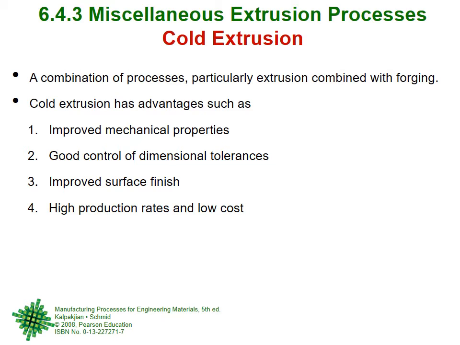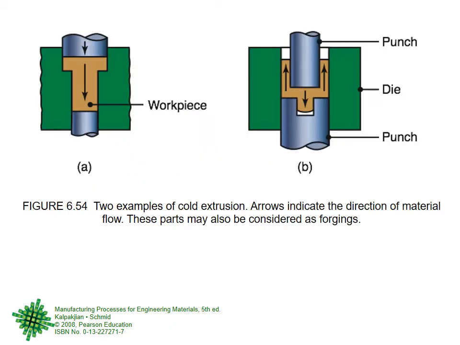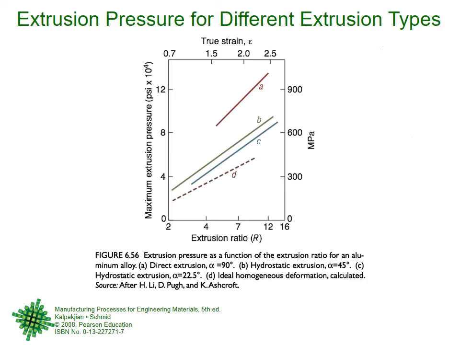Miscellaneous extrusion processes was the topic. Cold extrusion was one topic inside it. What are the advantages or disadvantages of cold extrusion versus hot extrusion? We saw a few. We showed you two examples of cold extrusion, one which is more like forging and the other which is like backward or impact extrusion, and so on.